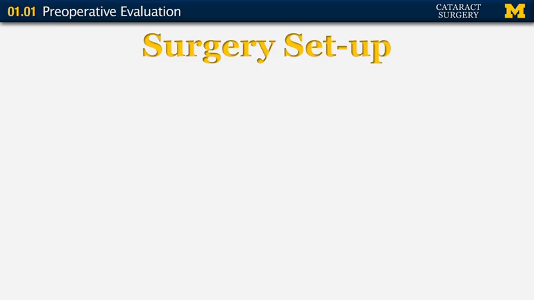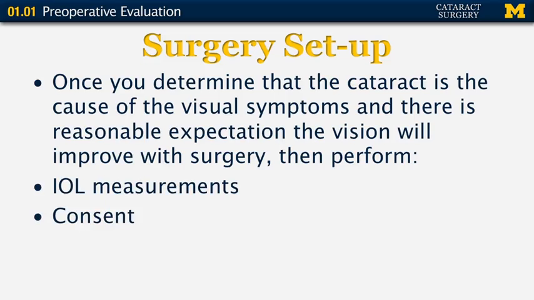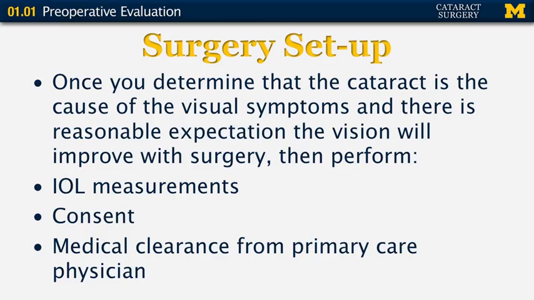Now, once we've determined that the patient is a candidate for cataract surgery, that the cause of the visual symptoms is the cataract, and there is an expectation that the vision will improve with surgery, then we have to perform lens measurements, get the consent, and get medical clearance from the primary care physician. Another talk will address the intraocular lens measurements. I will talk about the consent process.